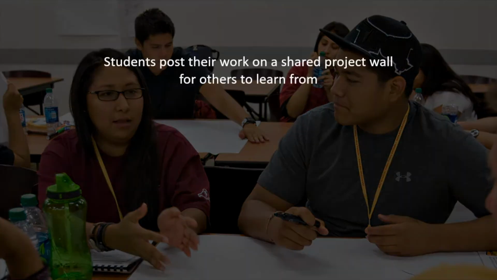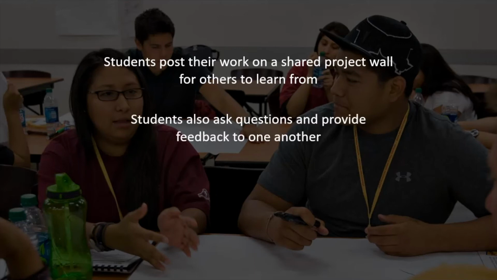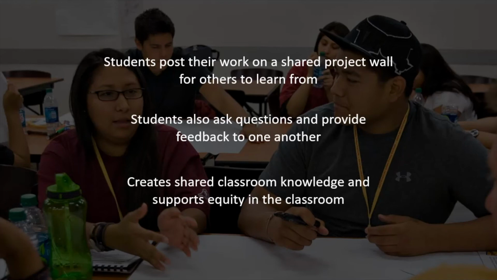As students work on different phases of the project, they post their work on a shared project wall in the classroom for others to learn from. For example, the questions they generate, the methods they decide on, and the initial findings. Students also ask questions and provide feedback to one another in person and in the form of post-its on the project wall. With this public knowledge, student groups can learn from and support one another as the work progresses. This creates shared classroom knowledge and supports equity in the classroom.